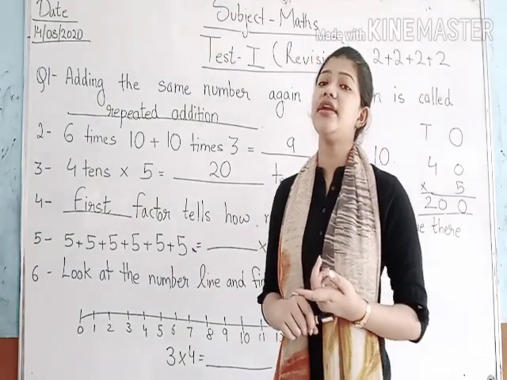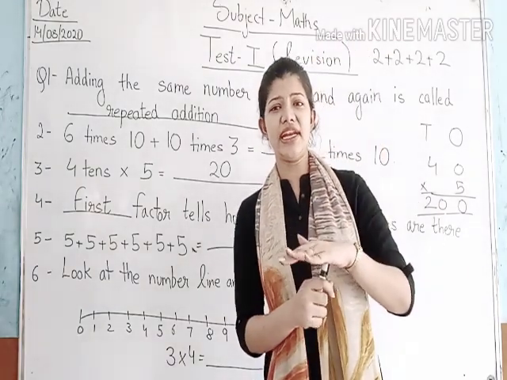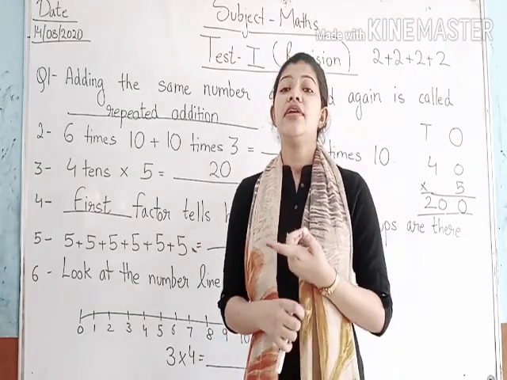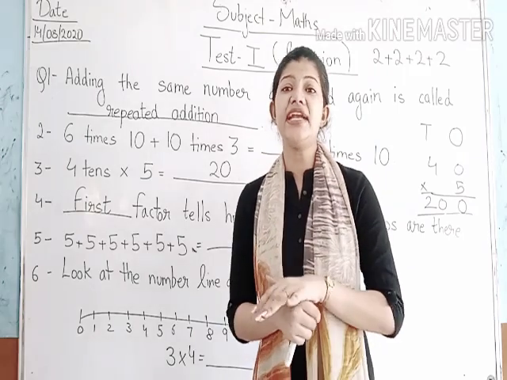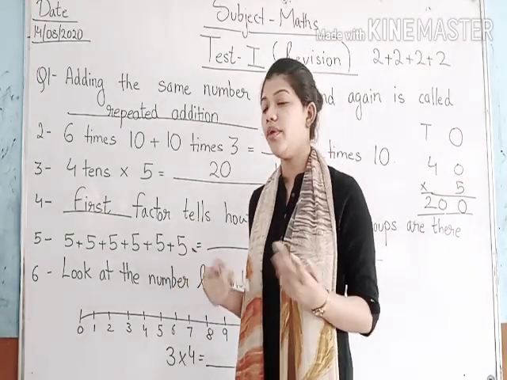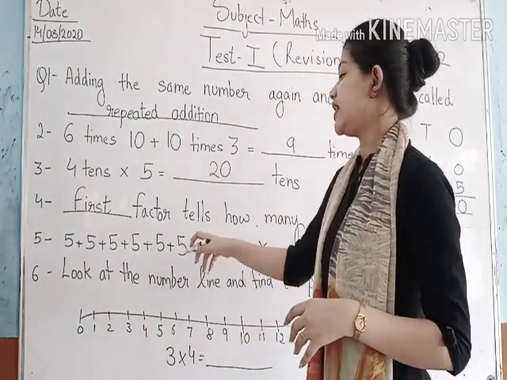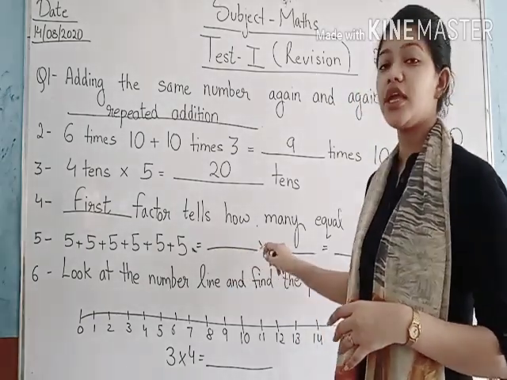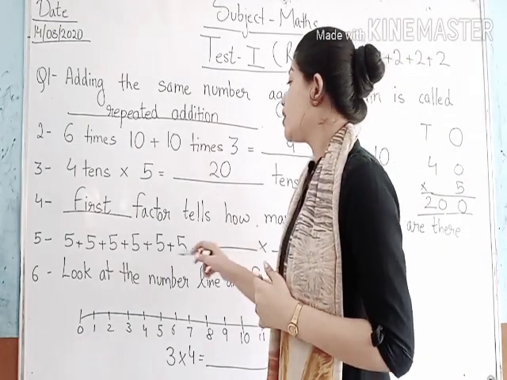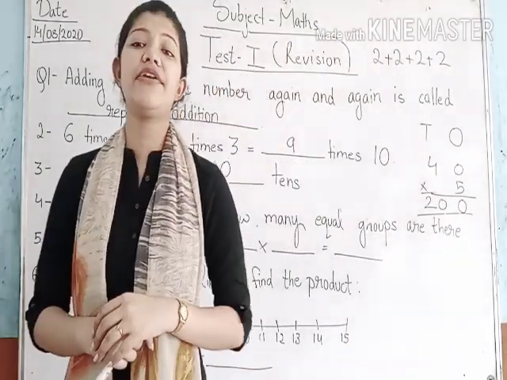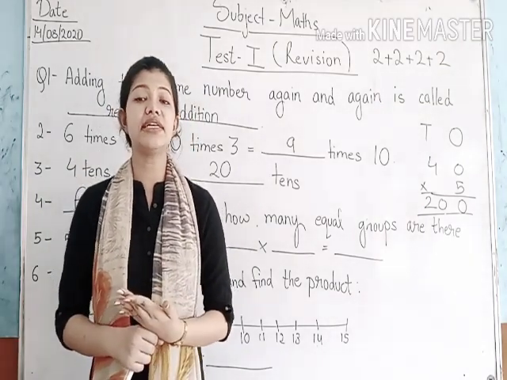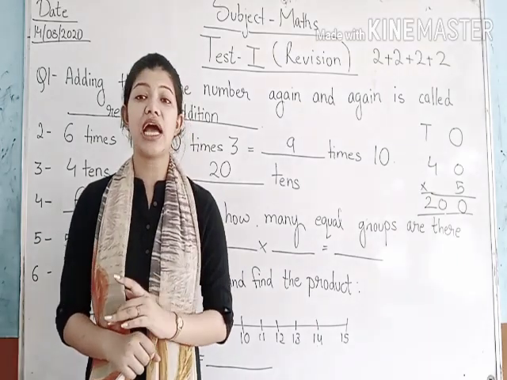Now tell me, what is the relation between repeated addition and multiplication? Students, the process of repeated addition is known as multiplication. Now let's see how. Dash is equal to dash into dash is equal to dash. What will be our first factor? As I have told you, the first factor tells us how many equal groups are there.